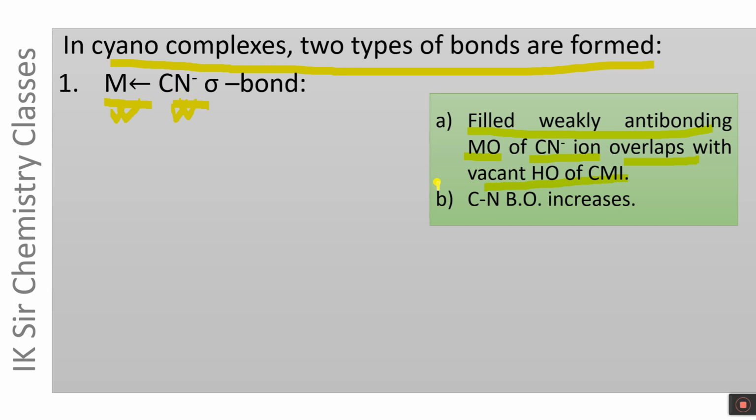As a result, CN bond order increases. Why does CN bond order increase? Because its weakly anti-bonding electron is transferred to metal atom, and accordingly the CN stretching frequency increases. It must be noted that the formation of CN-to-M sigma bond leads to increase in CN stretching frequency.